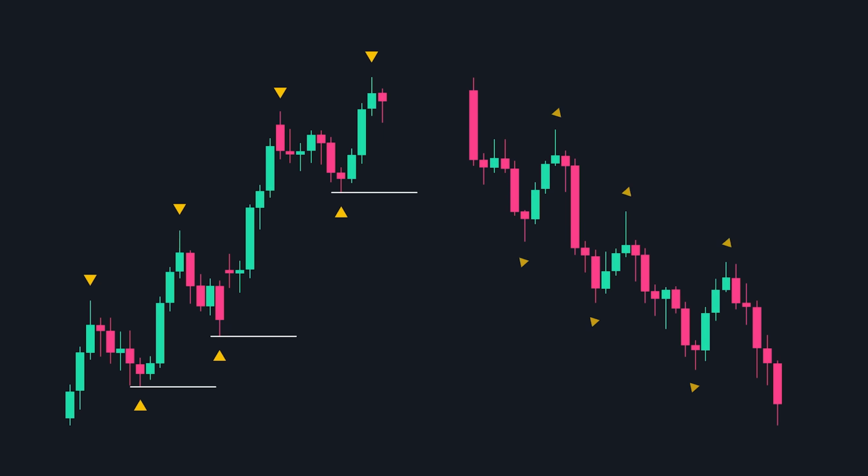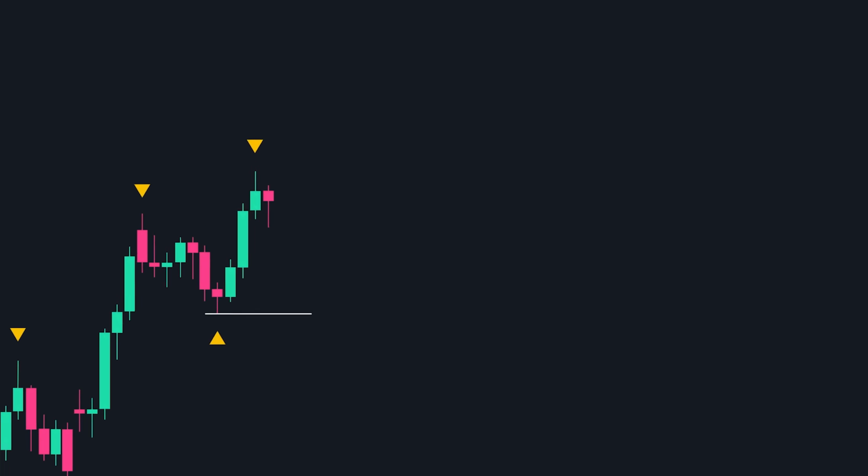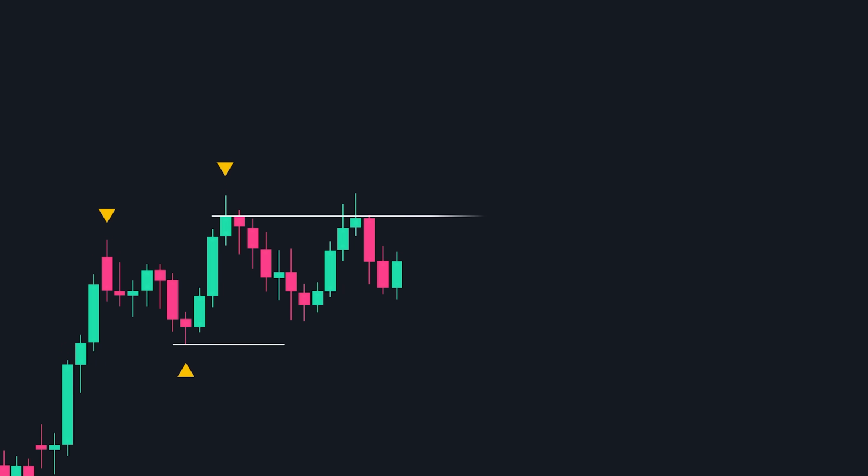What we want to see is a clear trending market. In an uptrend, the price should make higher highs and higher lows while respecting the swing lows. In a downtrend, the price should make lower lows and lower highs while respecting the swing highs. In the case of an uptrend, we wait for the price to form equal highs, then break above them.